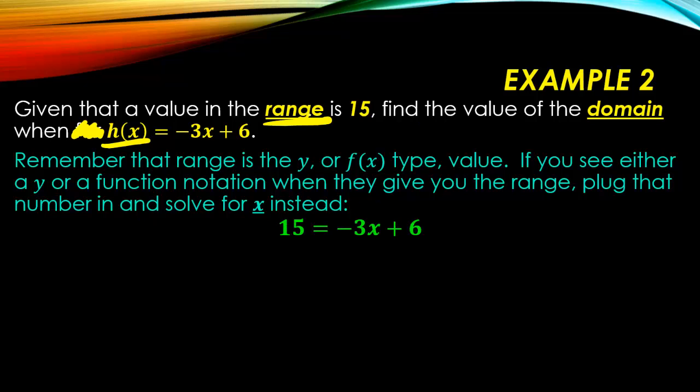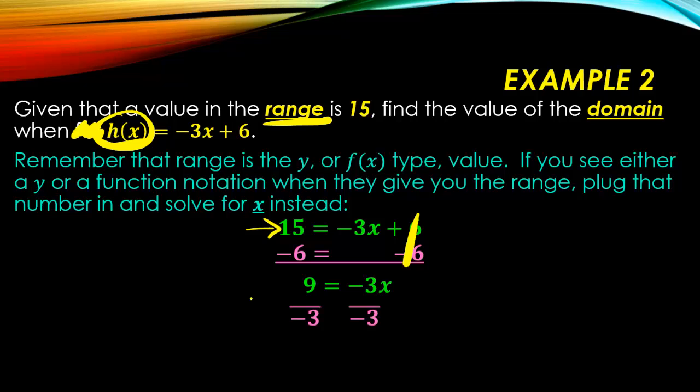So we say, okay, well, since the range is 15, I'm taking this whole thing and putting in 15. And 15 equals negative 3x plus 6. I'm going to subtract 6 from both sides, which is going to leave me with 9 on this side because this cancels out. So 9 equals negative 3x. Divide both sides by negative 3, and you get x equals negative 3. 9 divided by negative 3 is negative 3.